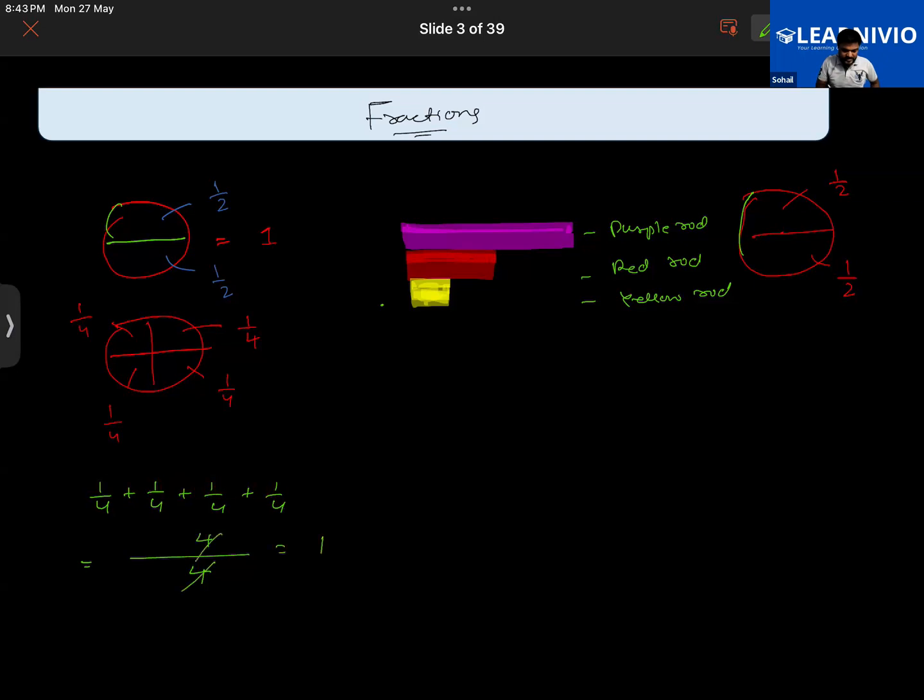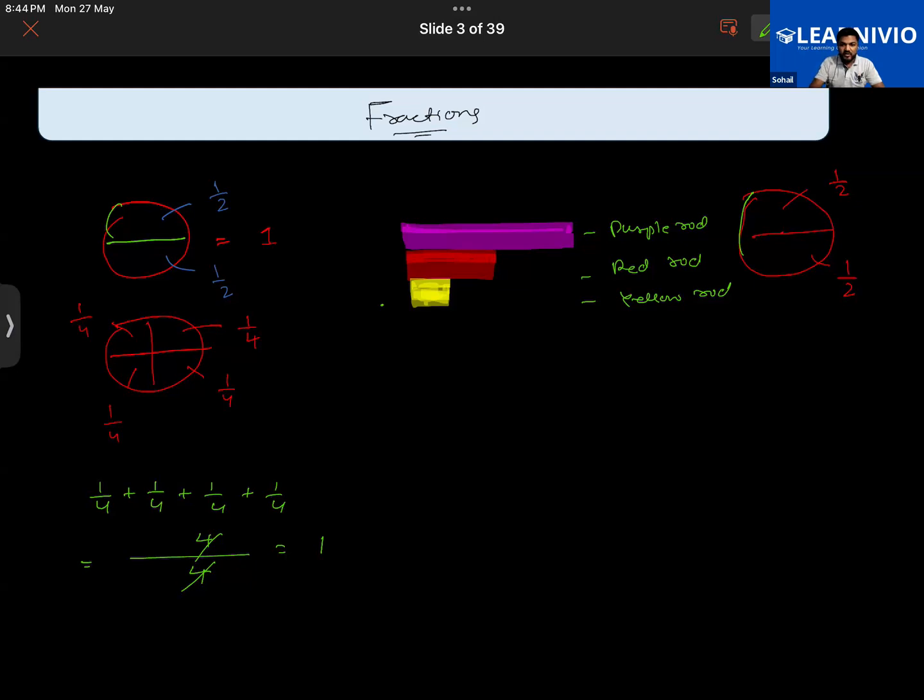Now 4 and 4 cancel. You are left with 1. So didn't you get back 1 upon adding all the fractions? Or if you were to add this half and half, you would be getting the whole piece of this cake.